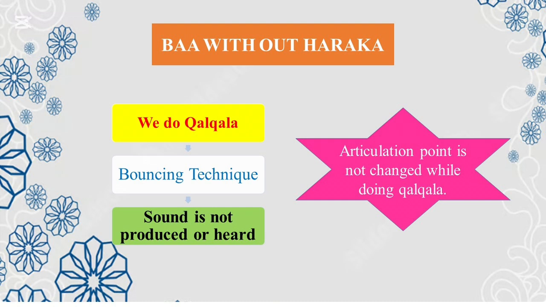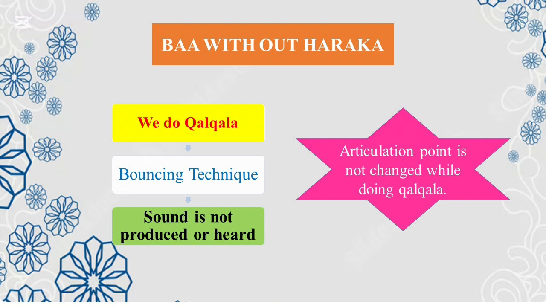For example, ab, this is without kalkala, and then ab. So you have to bounce on it, or you have to release the sound by bouncing for it to be audible. The articulation point is not changed while doing the kalkala, and kalkala is the temporary characteristic of a letter which is applied only when the letters are sakin.